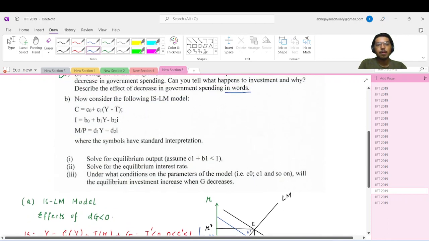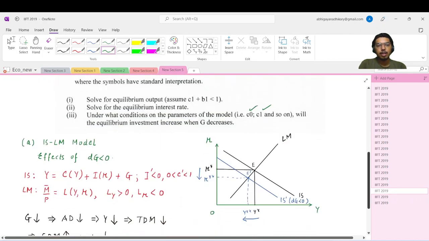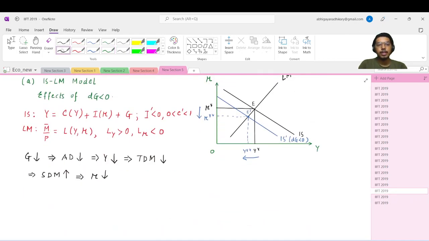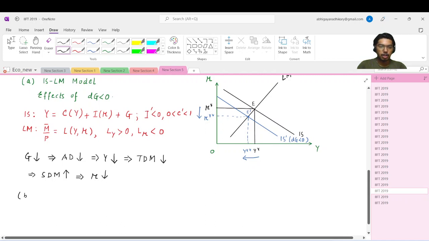Now coming to part B of the question. Now consider the following ISLM model, and we need to solve for the equilibrium output and the interest rate, and under what condition on the parameters of the model, that is C0, C1 and so on, will the equilibrium investment increase with a decrease in G. Let us compute the first two things directly and then we can go to this one.